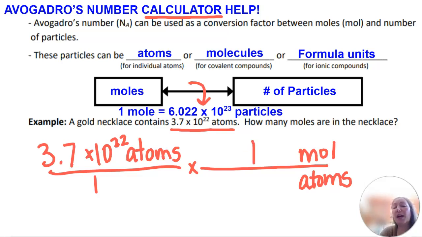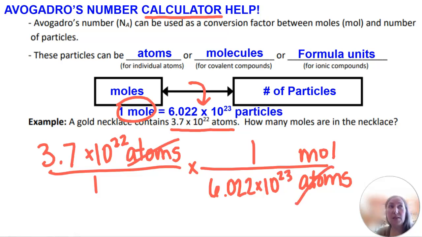Well, we need to bring down the particles, atoms, and we want to get to moles. And we know that in every 1 mole, there are 6.022 times 10 to the 23rd particles. Atoms, if it's an element, molecules, if it's a compound, and so on. The trouble is putting this in our calculator.